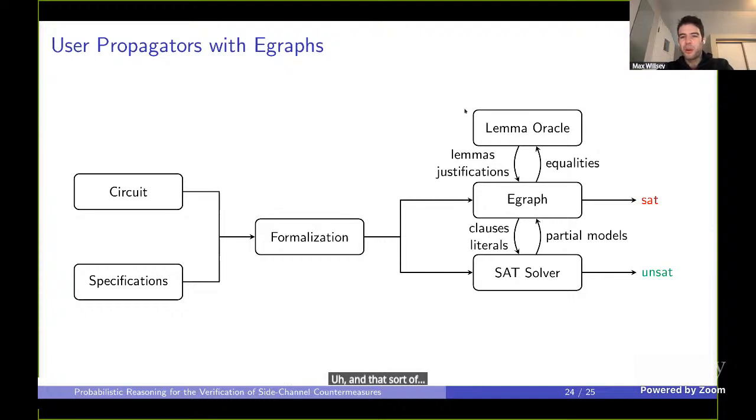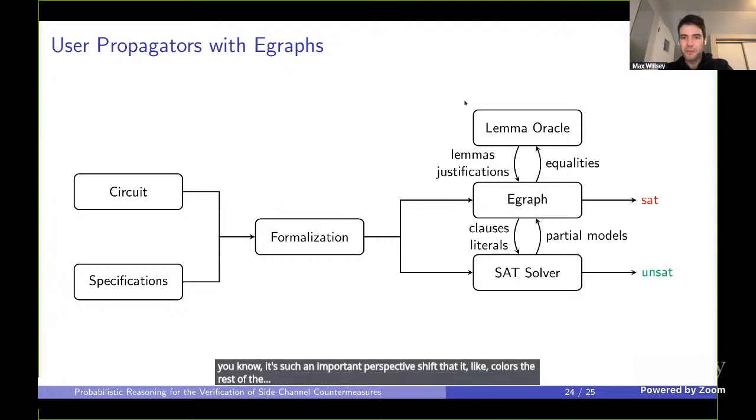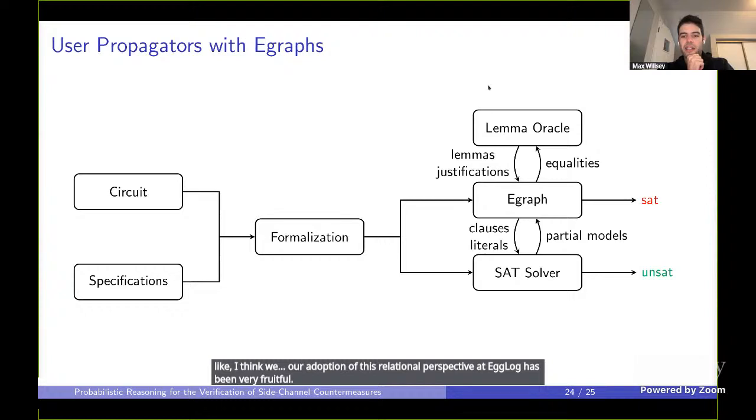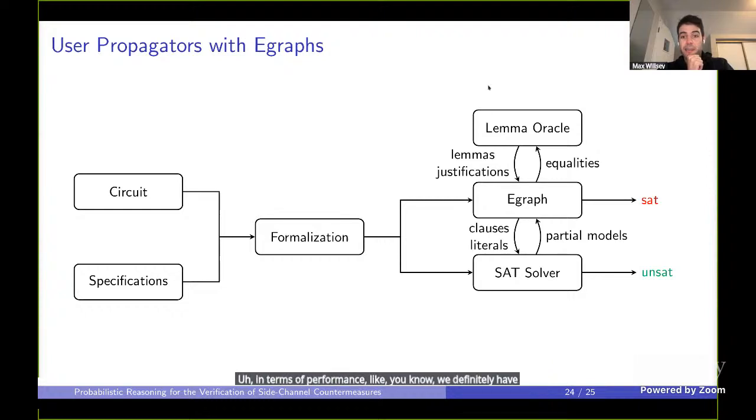And that is such an important perspective shift that it colors the rest of the mechanisms as well. Conflict generation is less meaningful without backtracking, for example. I think another one is, how should I say this? Our adoption of this relational perspective in Egglog has been very fruitful in terms of performance. We definitely have state-of-the-art e-matching performance there.